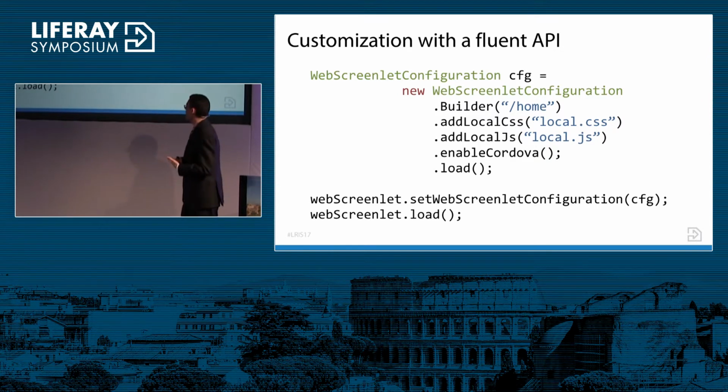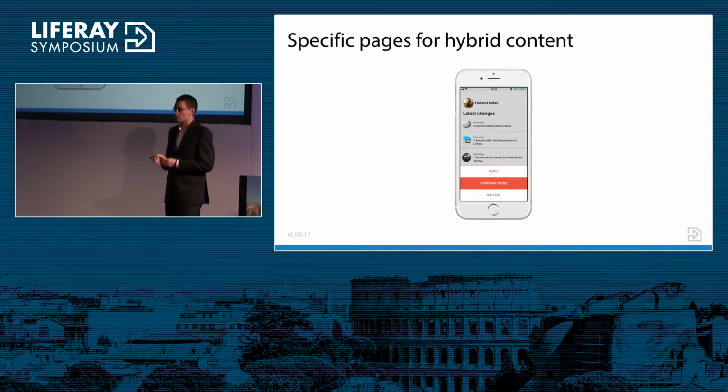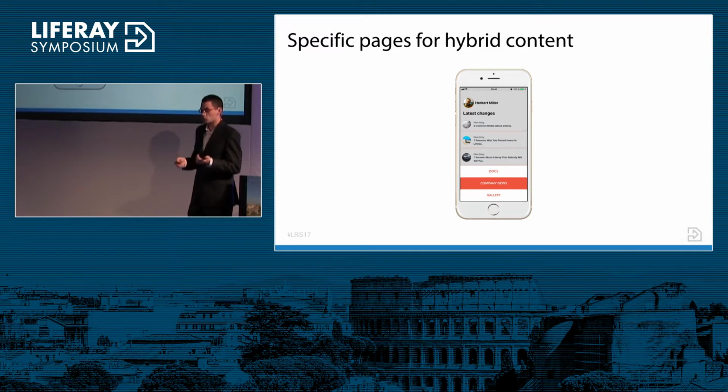Okay, so that's the API to do it. We just define a configuration object. We pass it the URL and local files if we want. We can choose whether we enable Cordova or not, and just load the content right away. Okay, so it's pretty easy. And we are able to do things like this.